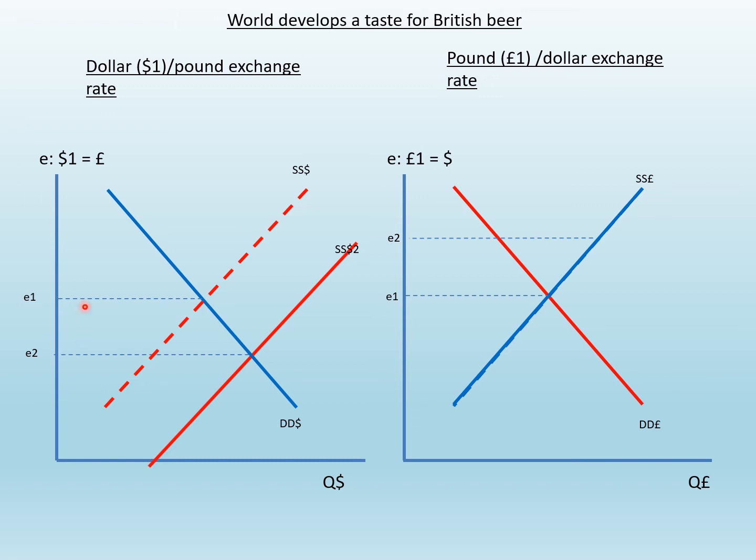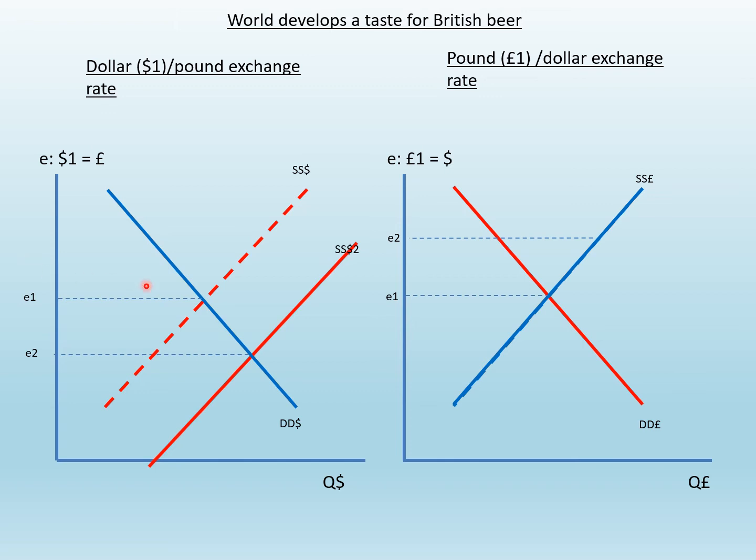And the pound will appreciate because I'm looking at $1 equal to a certain amount of pounds. So $1 was buying me an amount of E1 pounds. Now $1 buys me less pounds. In other words, the pound has appreciated.